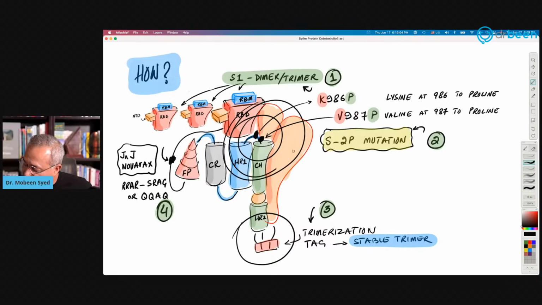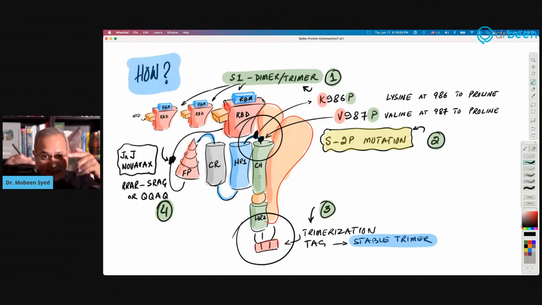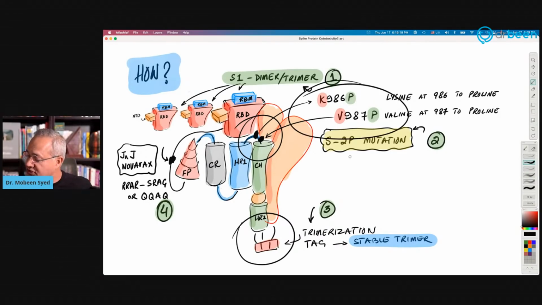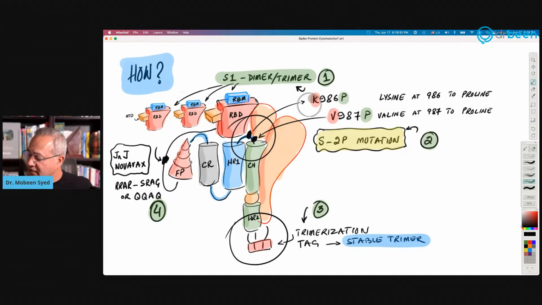So if you see here, this part, within the S2 subunit, there is this part of the protein where they create 2 mutations. And these are the 2 mutations here. What are the 2 mutations? One is at the 986th amino acid, lysine is replaced with proline. Lysine is replaced with proline as an amino acid.